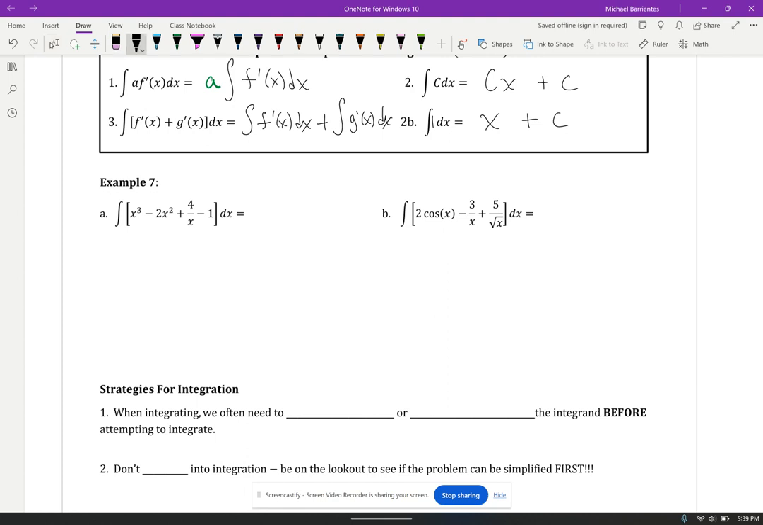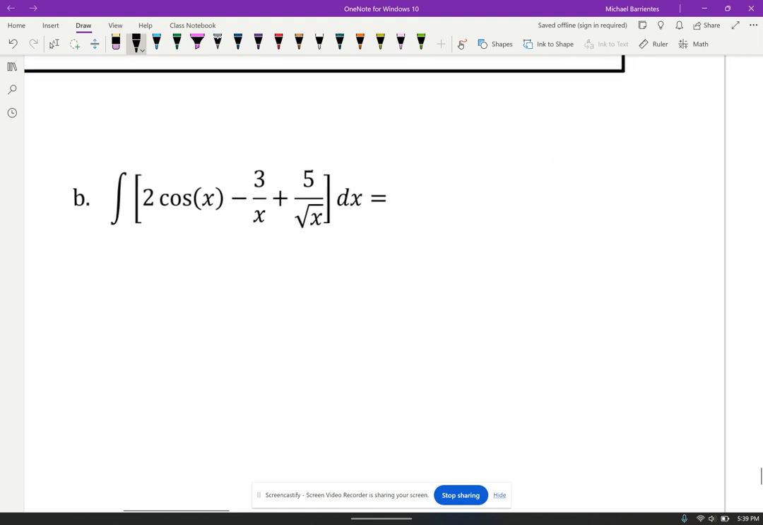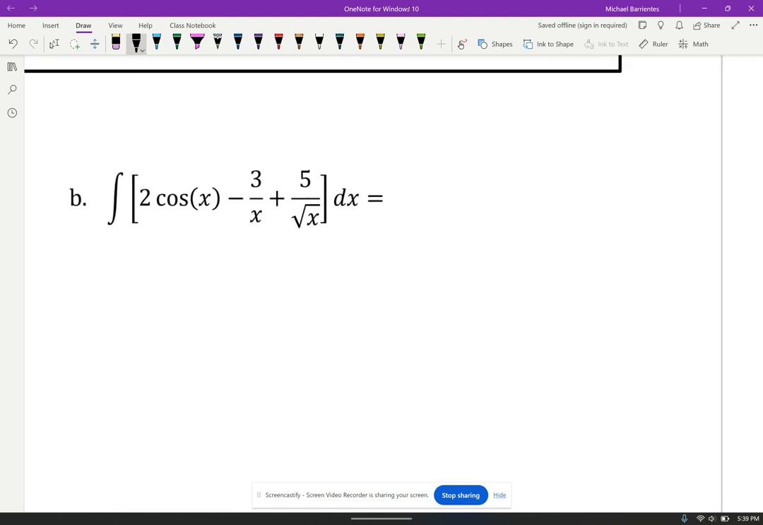Let's do letter B, actually. So I'm looking for the antiderivative of this. But this function has 1, 2, 3 pieces. So we can break it up into the antiderivative of 2 cosine x. And by the way, since I noticed there's a constant, I'm going to go ahead and write the constant in the front of the integral. Dx minus, there's another constant, so I'm going to go ahead and write it in front of the integral symbol.